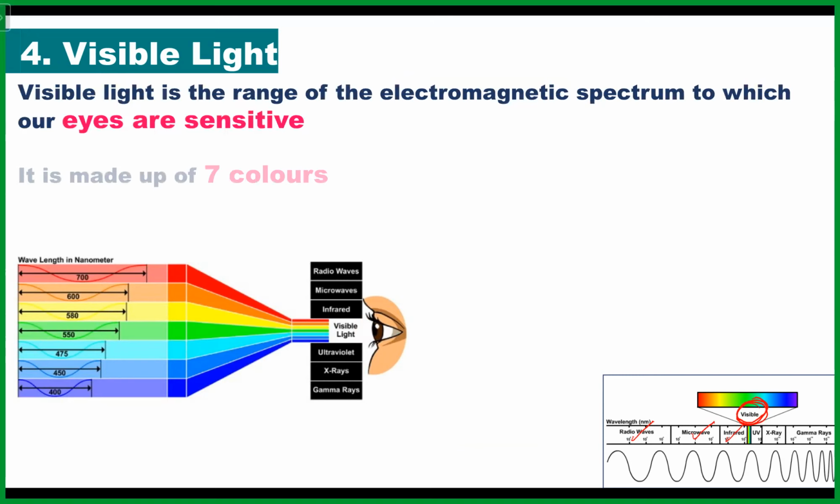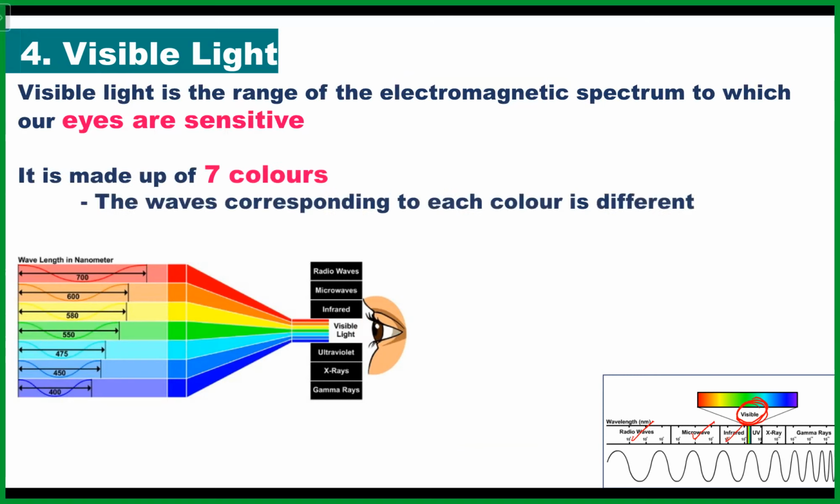And visible light is made up of 7 colors, and the waves corresponding to each color are different. Now, we all know that visible light is made up of 7 colors, and these are the same 7 colors that we talk about in a rainbow, right? So what are these 7 colors? They are violet, indigo, blue, green, yellow, orange, and red, right? Now, each of these 7 colors has different waves corresponding to each color.